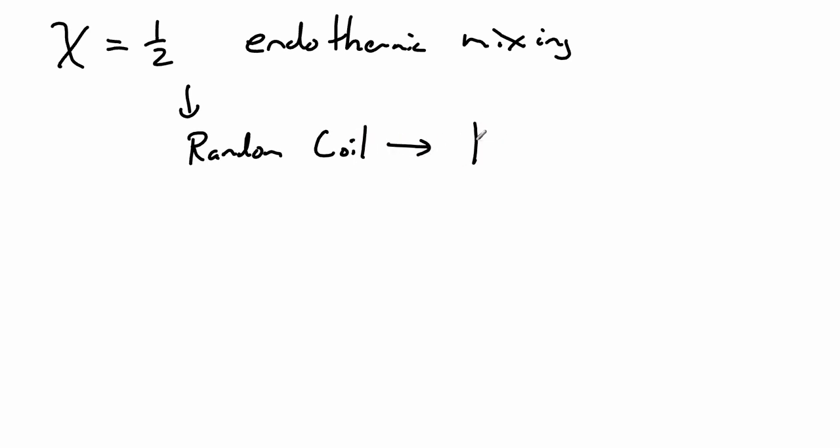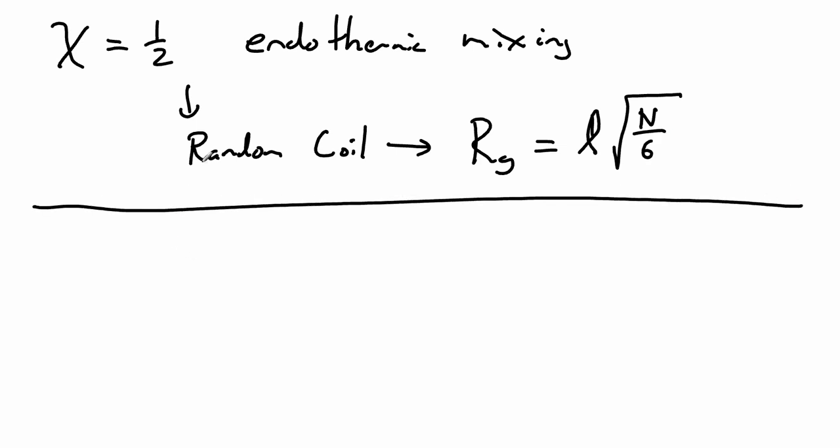And just to refresh your memory, that means that the radius of gyration is equal to the length of each bond times the square root of the number of bonds divided by 6. So it's a slightly smaller coil than we see with the self-avoiding walk. So those are the two situations you should be familiar with, when chi is equal to 1/2 or when chi is equal to 0. This situation of having chi equal to 1/2 and therefore having a perfectly random coil is called the theta condition.